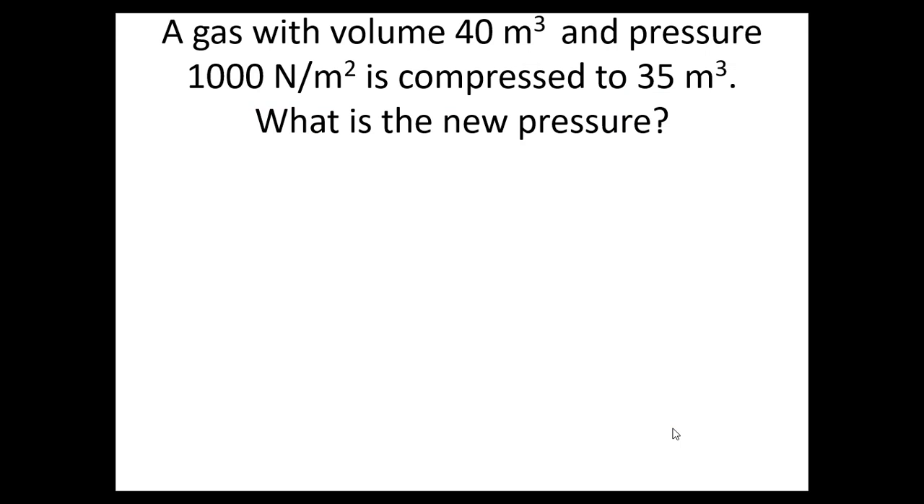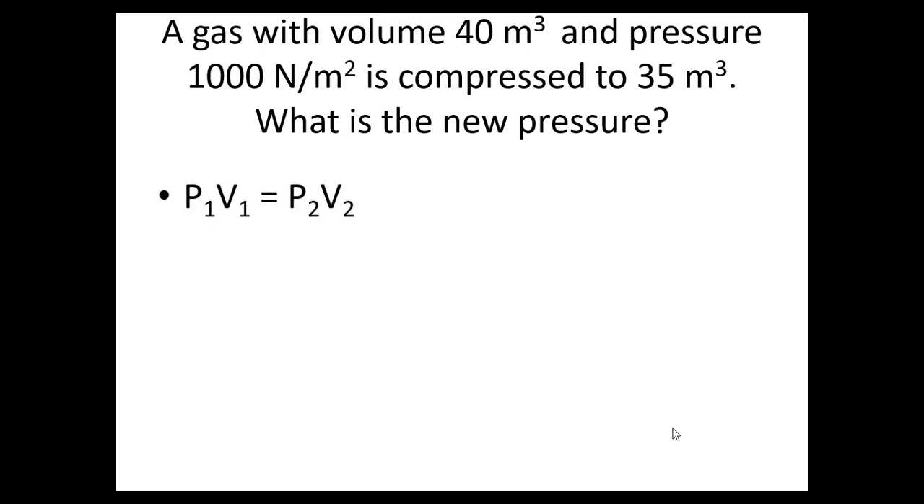Okay, so just to run through an example of if the numbers are not straightforward, doubling, tripling, quadrupling, putting the numbers into the gas pressure equation. Okay, so let's say we have a gas with volume 40 meters cubed and pressure 1000 newtons per meter squared. And then we compress it to just a bit smaller, 35 meters cubed. What would the new pressure be?